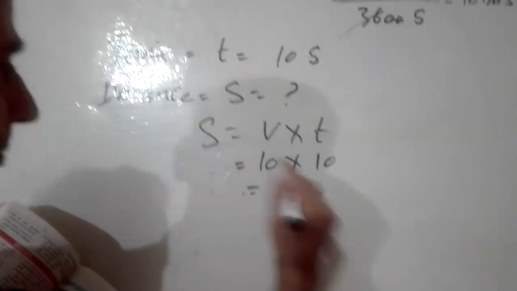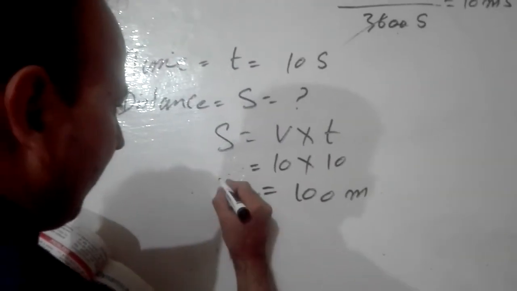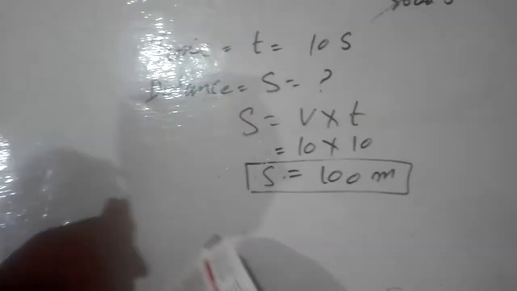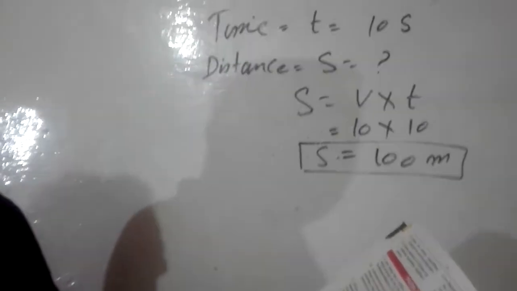What is the unit of distance? Meter. So in the end you have to write meter. So S is equal to 100 meter. So it will be the answer of the 2.1 problem. Okay, now next, 2.2.